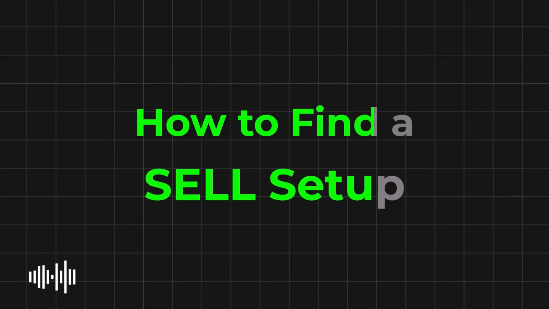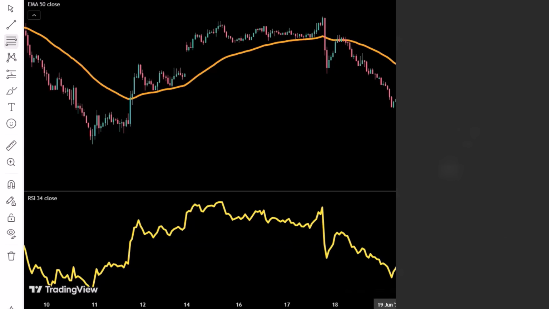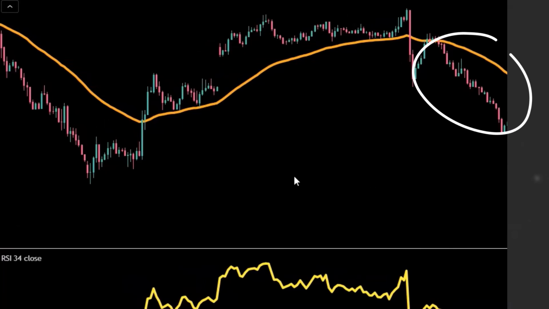How to find a sell setup. Now let's turn the strategy upside down. For a sell trade, we first want price to be below the 50 EMA. This tells us that the trend is bearish, so we are only looking for sell setups.